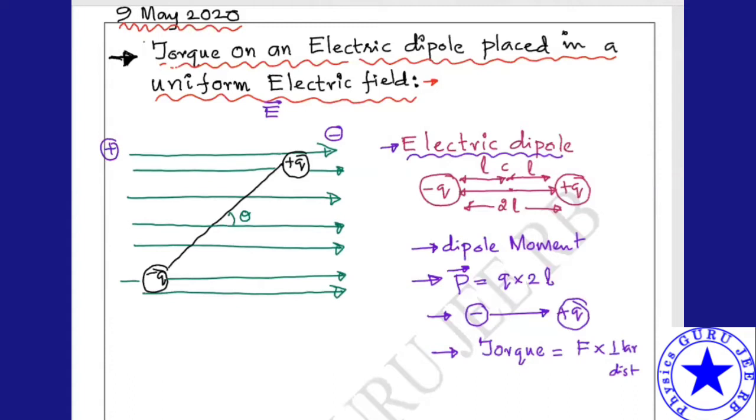We all know that when a charge is placed in an electric field, it experiences something. What does it experience? Can anybody tell? What will it experience at the center, if I take this length as L?